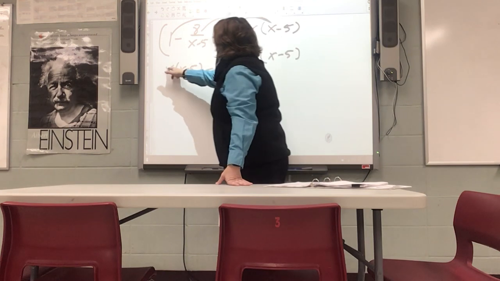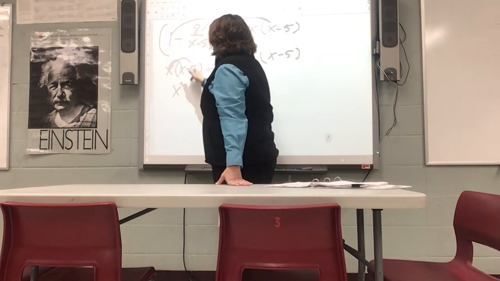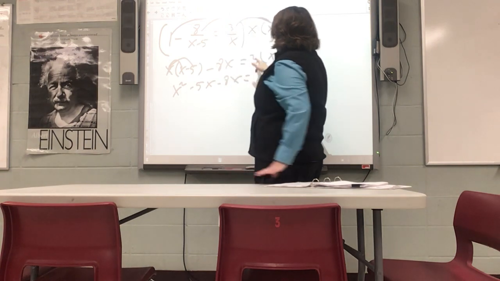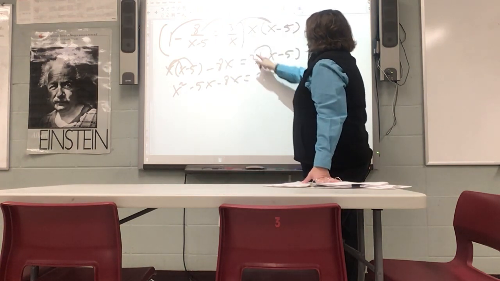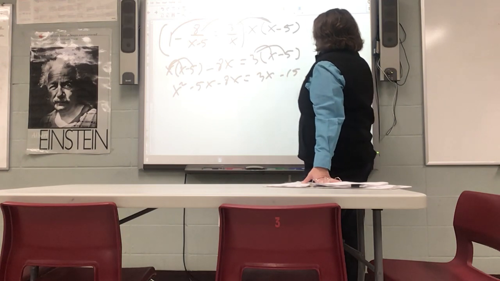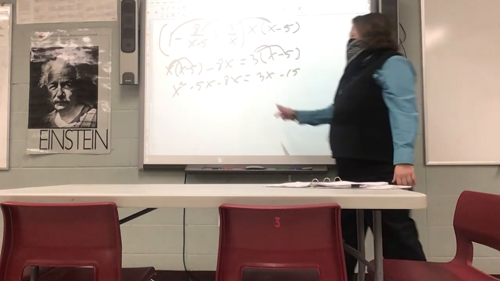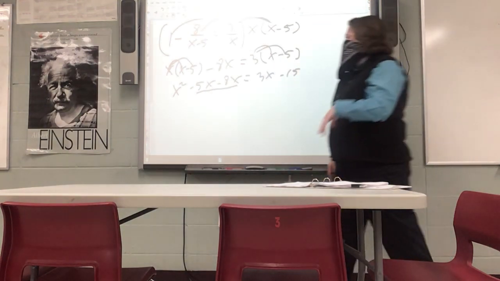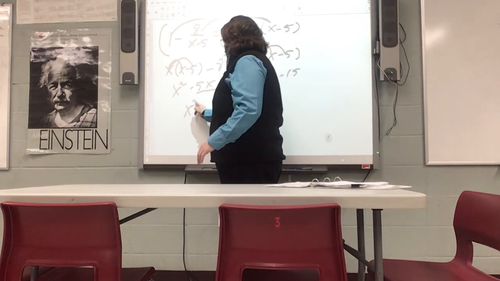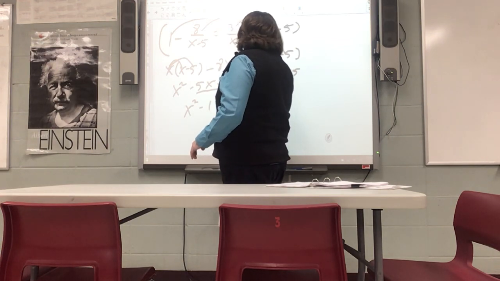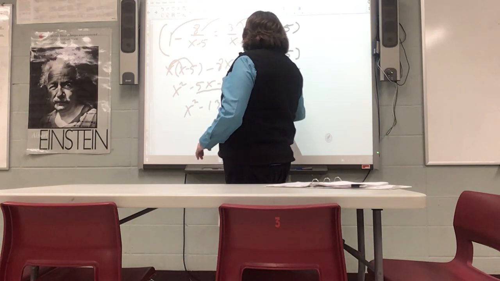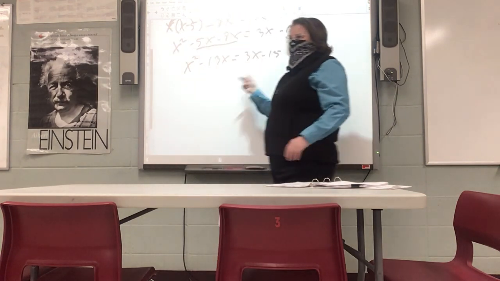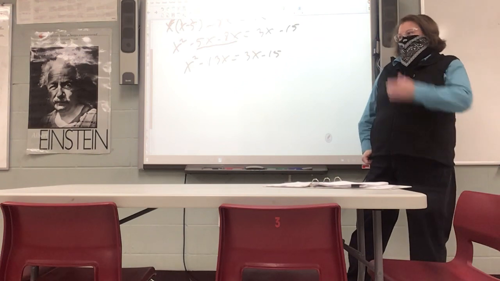So x squared minus 5x minus 8x equals 3x minus 15. Now over here, I can combine those like terms. So it's x squared minus 13x equals 3x minus 15. All right. What type of equation have we created here that we haven't done yet today?